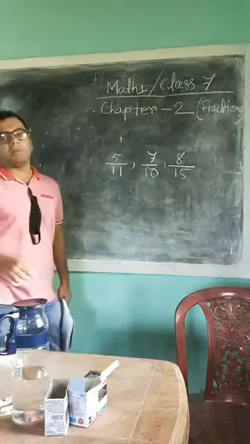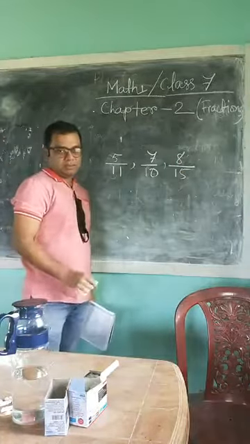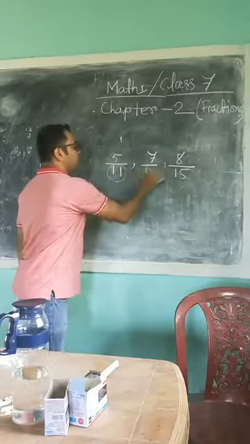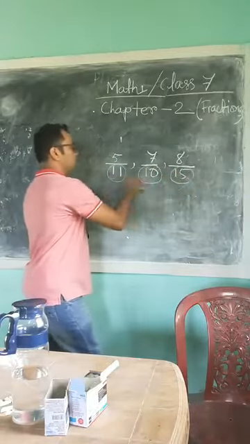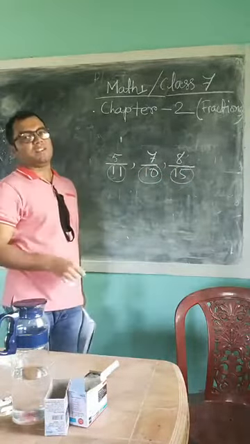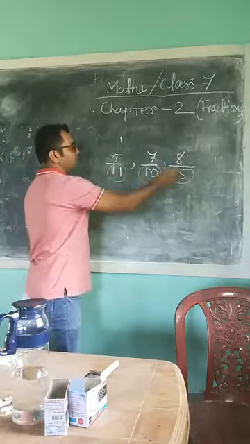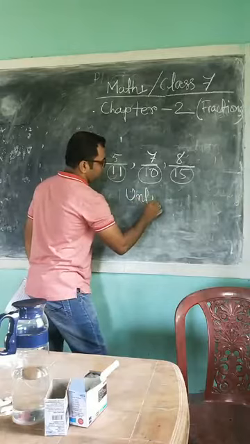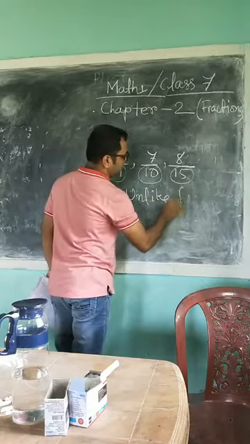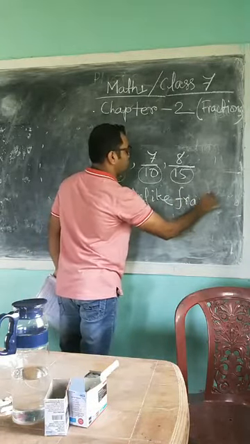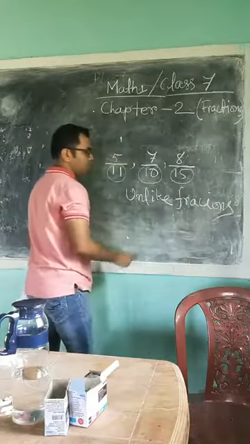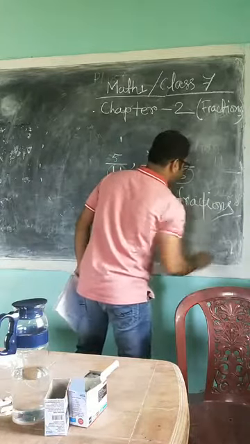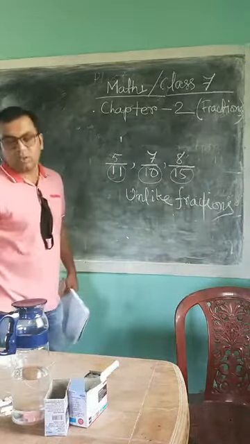Look at these three numbers. Nothing is similar. If we see, the denominators are not the same. Then these fractions are called unlike fractions.